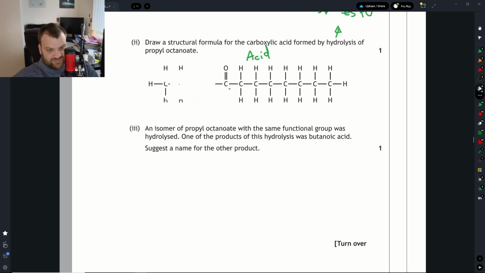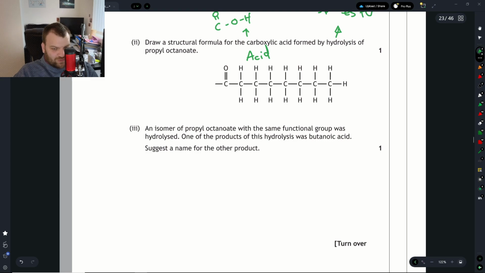I can get rid of these. The carboxylic acid would have a functional group of C double bond O, O, and then H. We've got the C double bond O part. That just means we need to put on an OH on the end, and that gives you your octanoic acid, 8 carbons, C double bond O, OH.